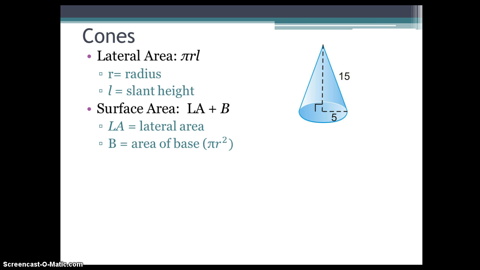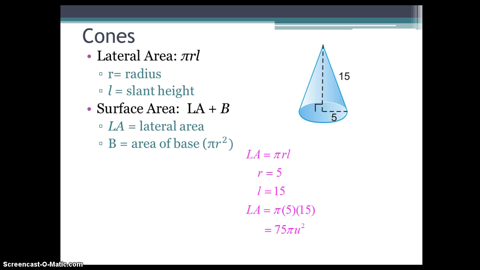Cones are very similar, but the lateral area is going to be pi r l. Pi times the radius times the slant height. Now, this actually does work the same as a pyramid, because we know that our perimeter is circumference, and so that's where that comes from. But anyways, looking at our lateral area, pi r l, the radius is 5, and our slant height is 15. So our lateral area is going to be 5 times 15 times pi, and we're just going to leave it as 75 pi. It's a much more exact answer.